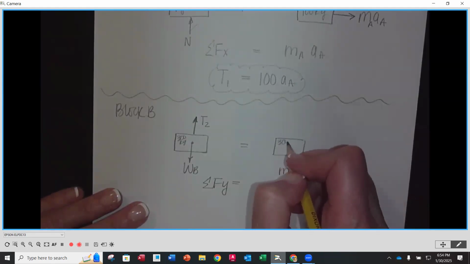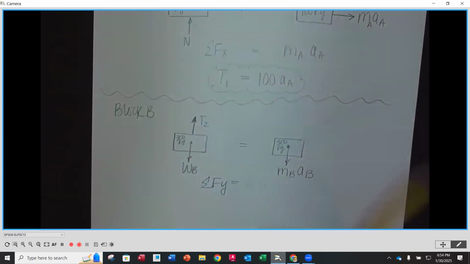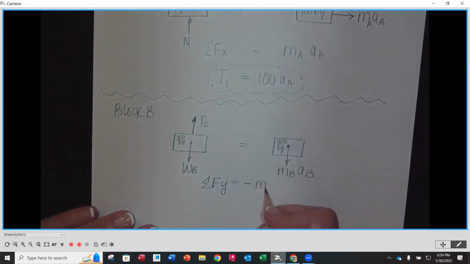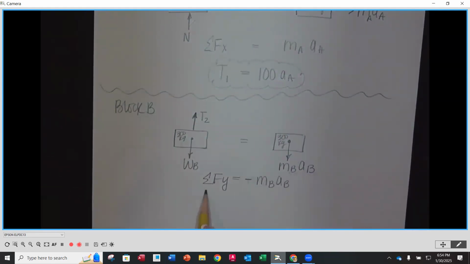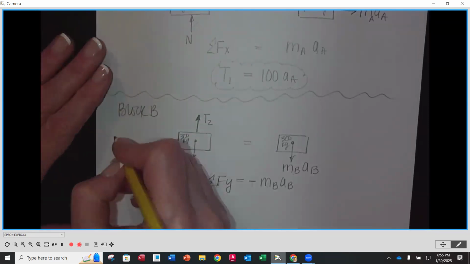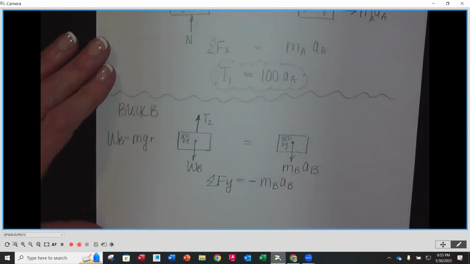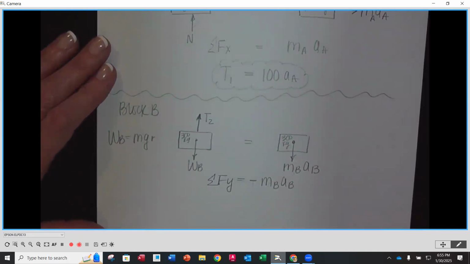And we know the mass of B is 300 kilograms. I've got to put a negative in front of it because it's going down. So negative M_B A_B. Now, over on the left-hand side, we've got two forces. We've got the weight going down of block B, and we have the tension in that cable going straight up. So we can calculate the weight because we know this is 300 kilograms. So we can say W_B is equal to mass times gravity. We know gravity in the SI system, or in the metric system, is 9.81.